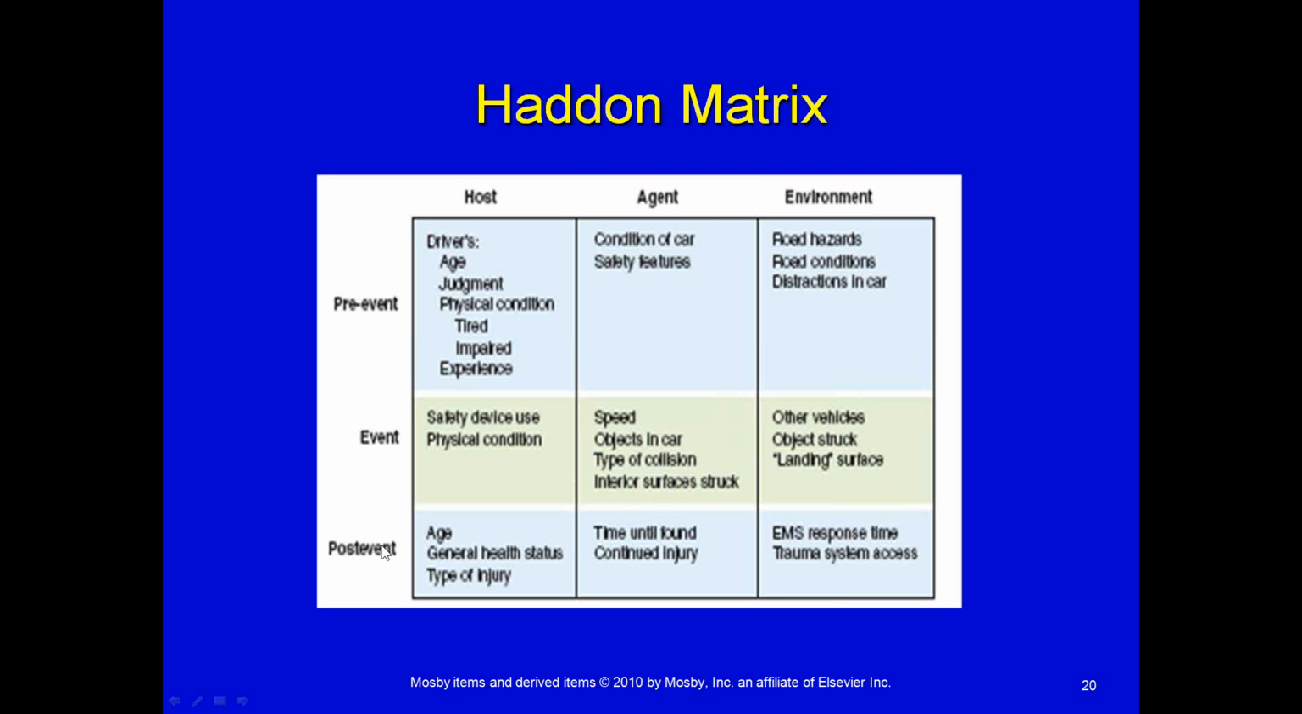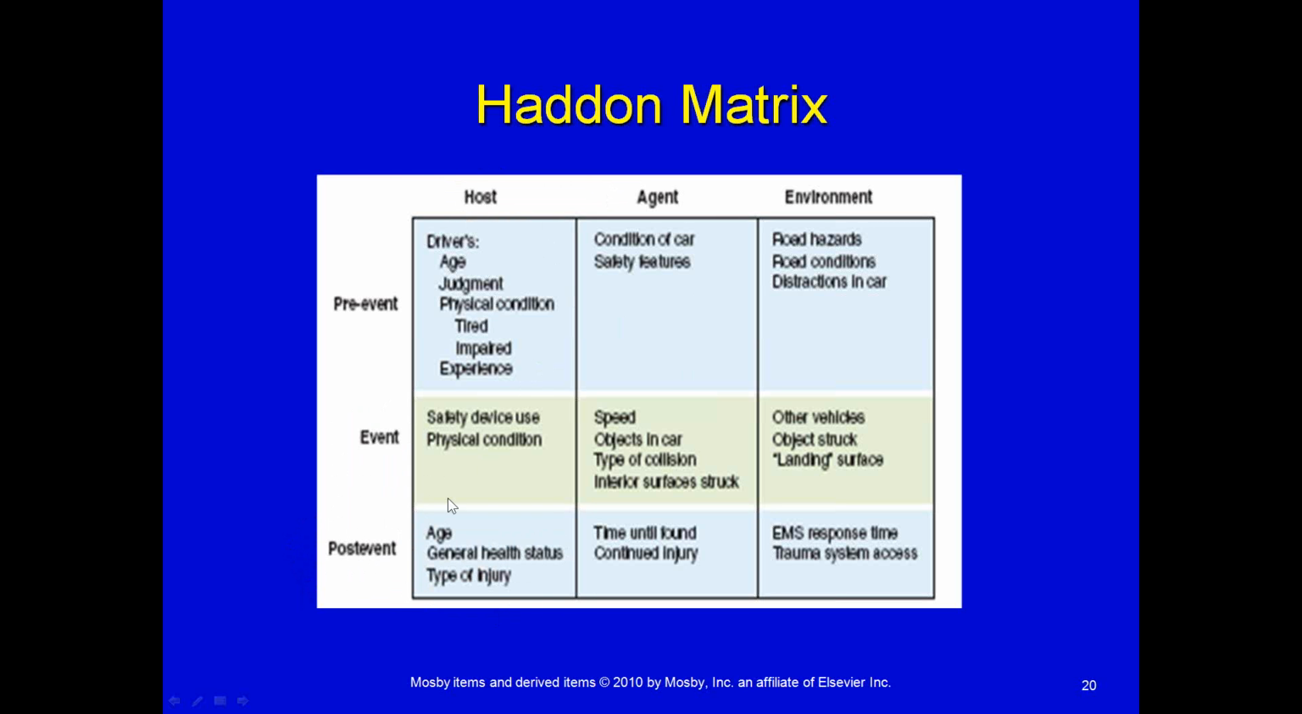EMS typically deals primarily, when you're talking about injuries, in the post-event stage of the Haddon matrix. Pre-event is prevention. During the event, we have not a lot to do with that, but we get called post-event, and certainly upon our arrival, things that we should consider about the host concerning injury is how old are they? What is their general health status or their medical history? And what type of injury are we dealing with?